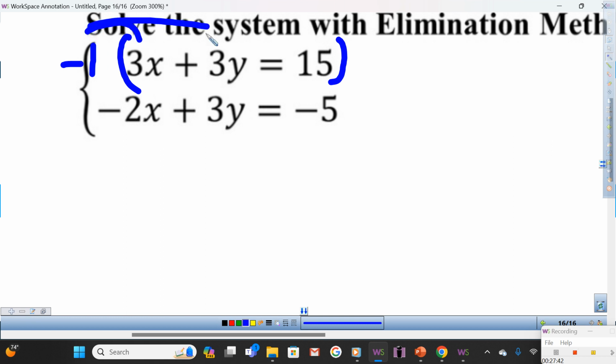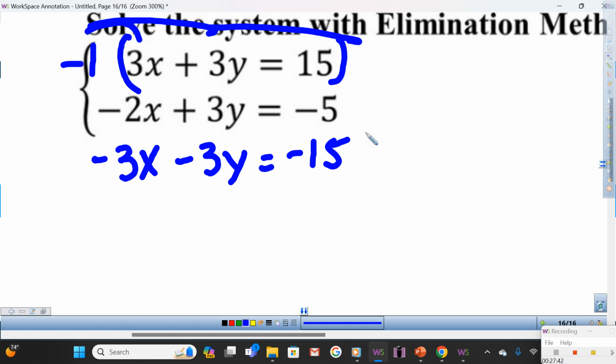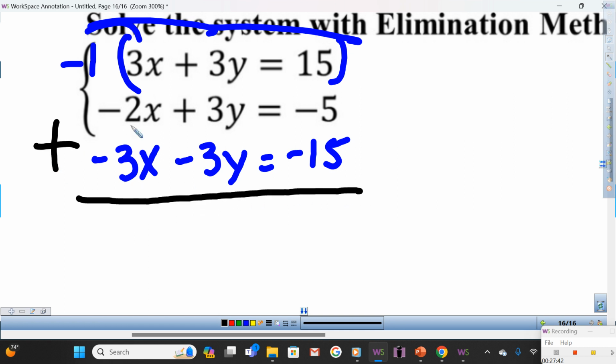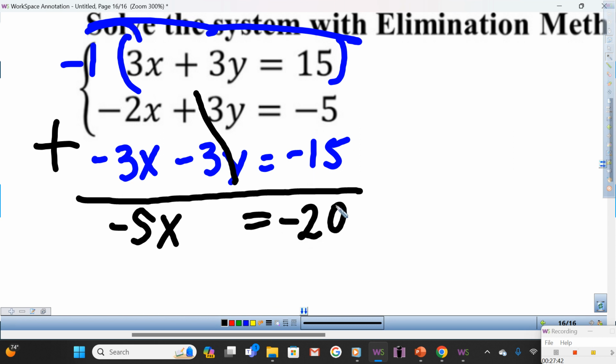So distribute, distribute, distribute. Let's write it underneath. Negative 3x, negative 3y equals negative 15. Therefore, do we know what to do from there? Yes. Now we actually combine them, and now we should be able to do the next step. So 3y minus 3y eliminates. Negative 3x and negative 2x, that's negative 5x. Negative 15 and negative 5, that's negative 20. Yes? All right, finish it off, and I'm going to send you the screen so you can send me your work.